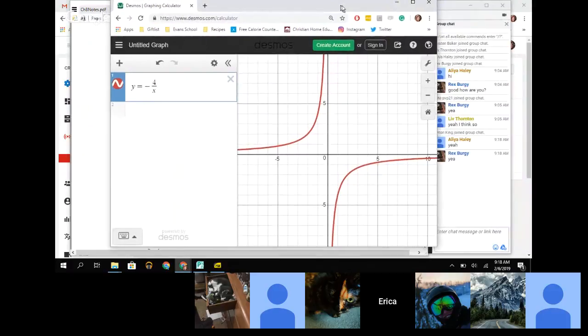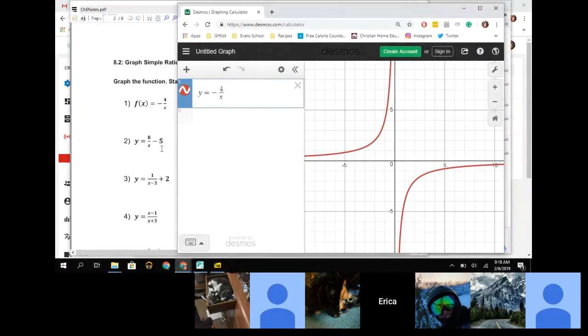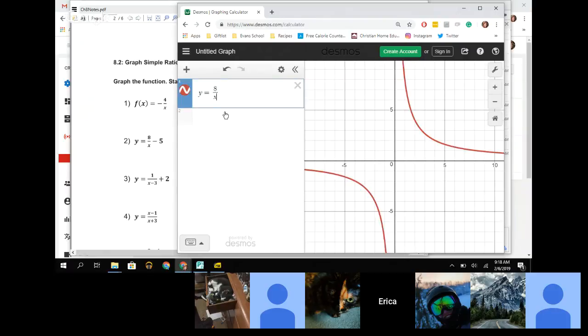All right, cool. So let's graph some more. Our next one is y equals 8 over x, 8 divided by x, minus 5. Before I graph it, you guys probably saw it anyway, but this minus 5 is outside of my function. This is my true function right here. The x is in here, so that's where my function is. So I have minus 5.